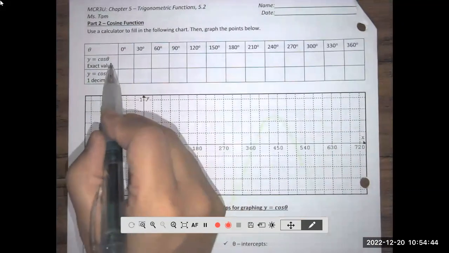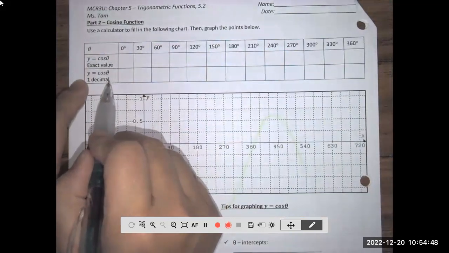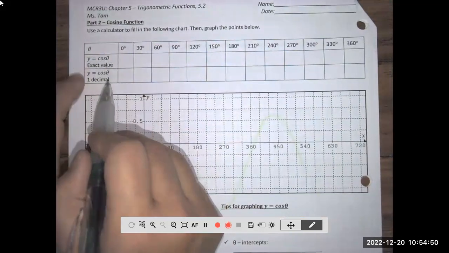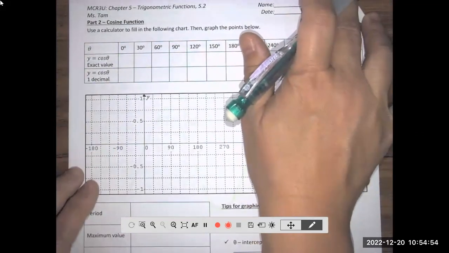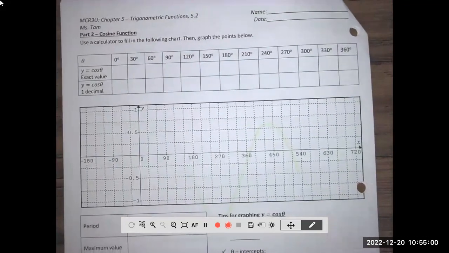I want you guys to fill in cos theta. You know what to do for sine theta. Cos theta exact values and cos theta to 1 decimal. You will see numbers that you're familiar with, and then I want you to graph it. Don't do the chart. We will do that part together. Okay, go for it. I'll give you, let's say, 3 minutes.